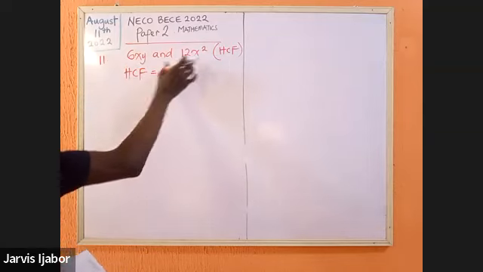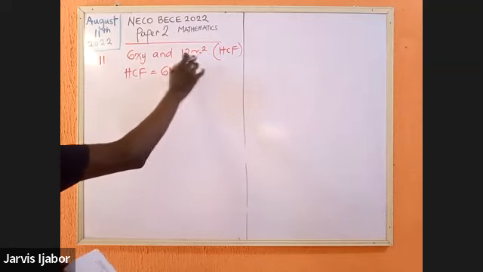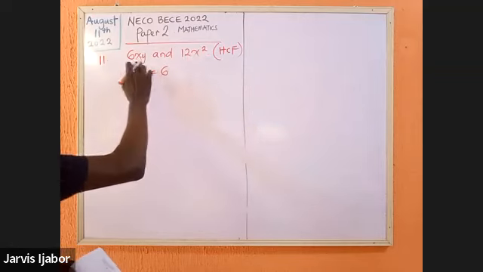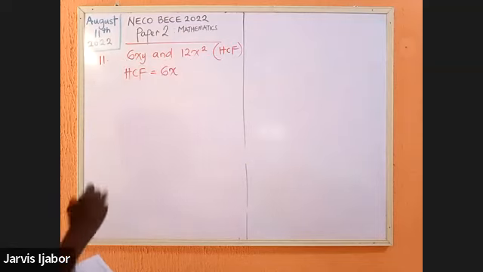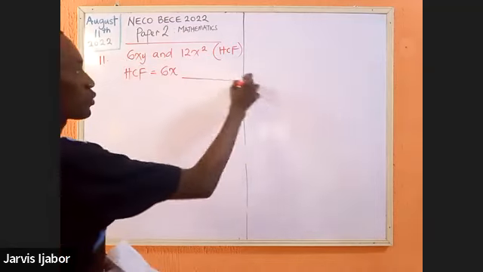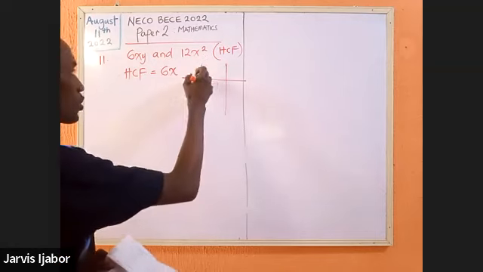What else can I see? I can see xy here. I can see x squared here. So I can see x here, and I can also see x. So the HCF becomes 6x. There is another method we use also. Let's go to that method.